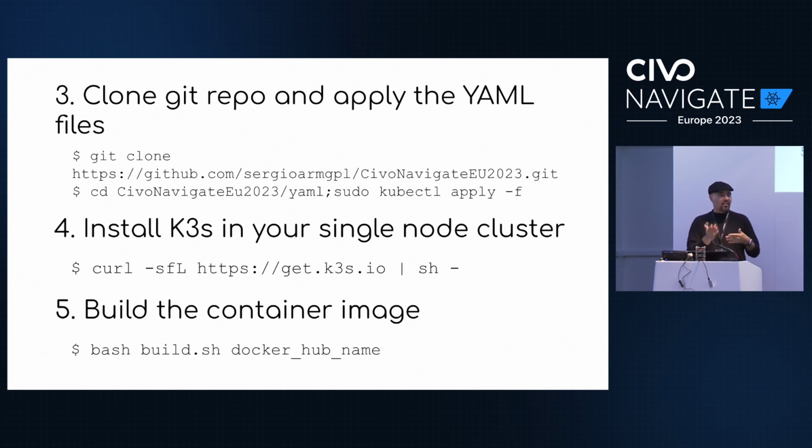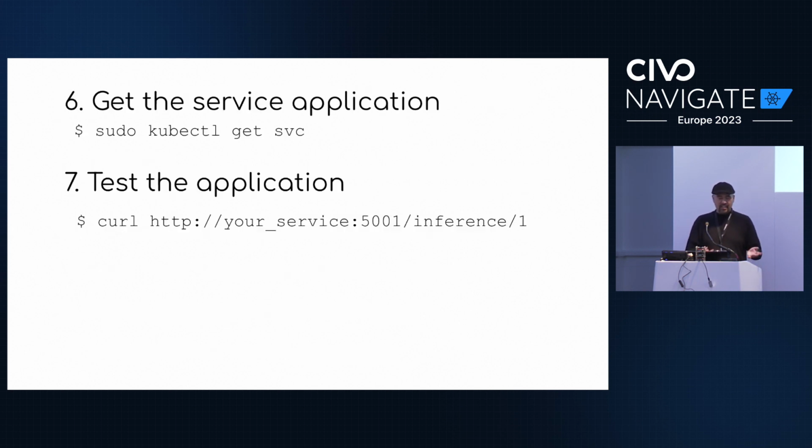Then you have to install K3s. Once the device has the initial setup, you should build your container image. I have prepared some container images already with my user, or maybe you want to build your own container with your modifications. Then get the IP address for your service, and finally, test the application to get some inference.